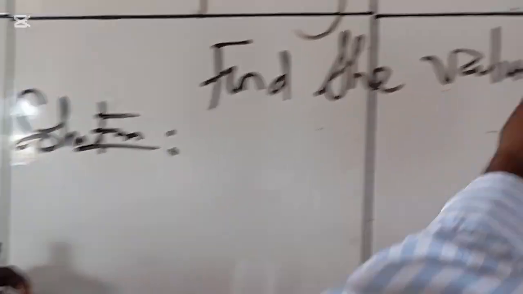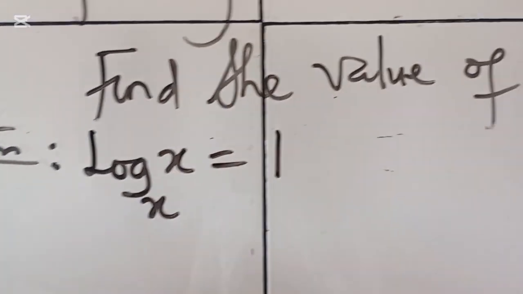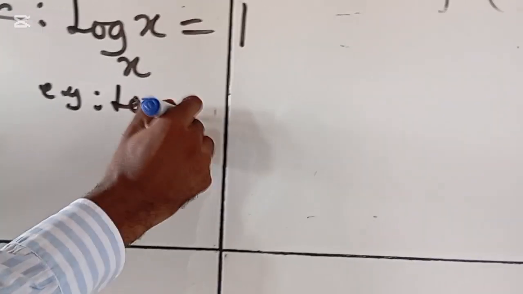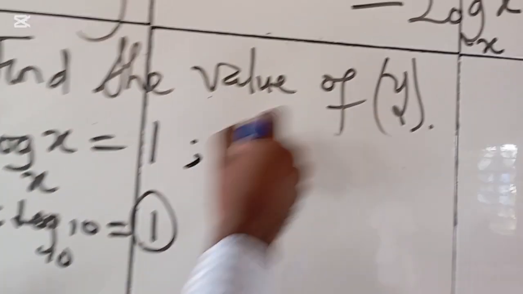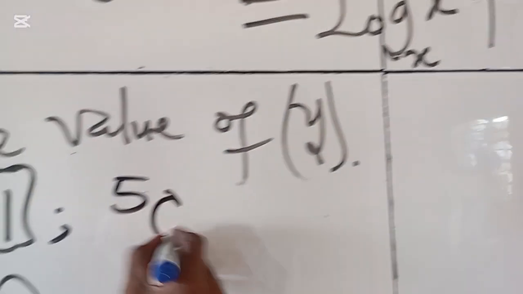I'm going to start with this log. I want us to know log in base x of x equals 1. How come? When the base and the number of the logarithm are the same, the answer is 1. Now I'm done with that. I go to the next one, combinatorics, 5 combination 0.